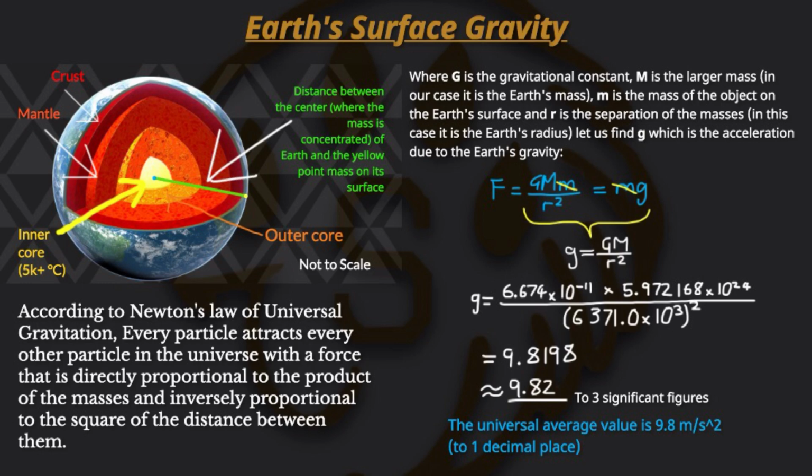So that's clear enough. And then we get our answer as 9.8198, which is equal to 9.82 correct to 3 significant figures. It might be a bit inaccurate, but it's very close to the answer that we need, which is around 9.81, which is the usual one. But the universal average is around 9.8 meters per second squared.